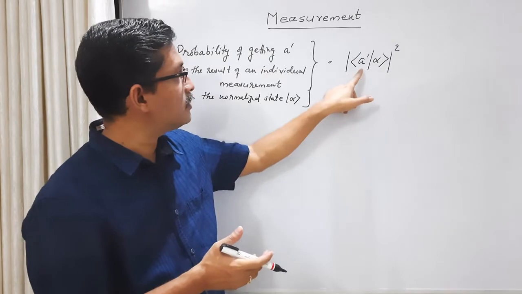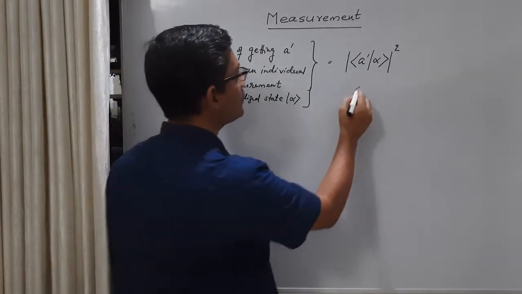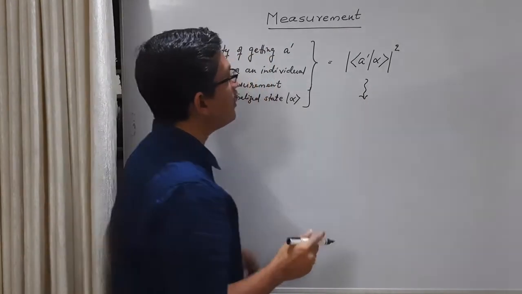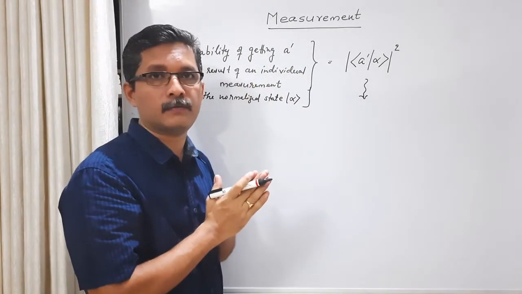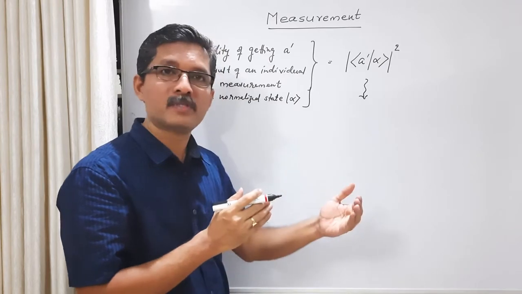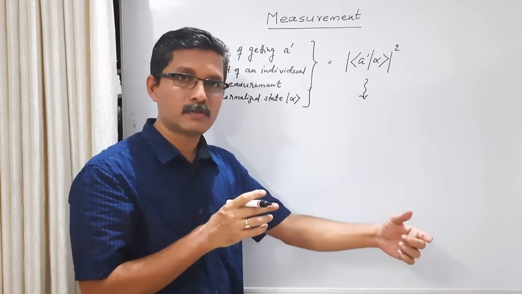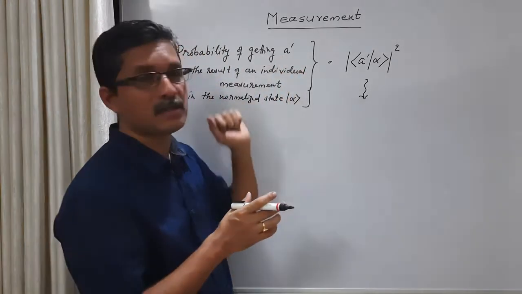We know that this can be generalized like this, or I can make a general statement about it like this. If you get A prime as the result of an individual measurement, then what type of collapse takes place? From the initial state ket alpha, the system collapses to the eigenstate ket A prime, the eigenstate corresponding to this eigenvalue.